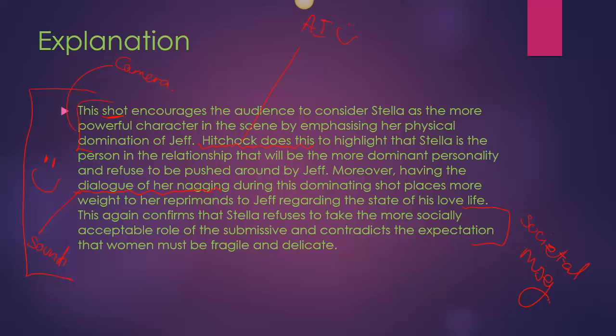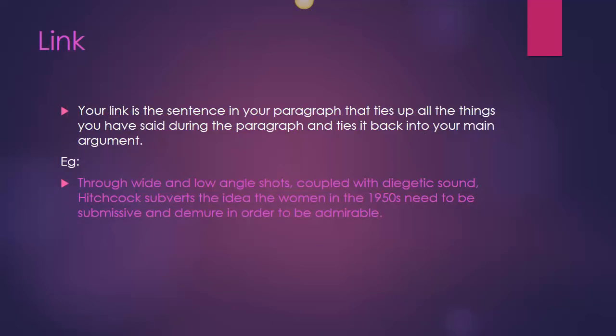Cool. Okay, final area for paragraphs: link. Links are really easy because they're pretty much just your topic sentence reworded. If you ever got stuck and you were like, oh God, I just have to pump this out, look back to your topic sentence, reword it, stick it at the end. That'll do ya. But if you've got time to think about it, let's talk about it. Your link is a sentence in your paragraph that ties up all the things that you've said during the paragraph and ties it to your main argument, back to your contention.